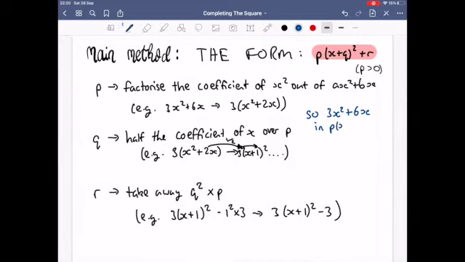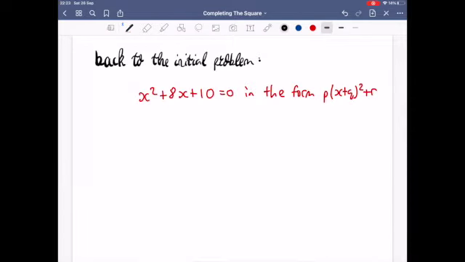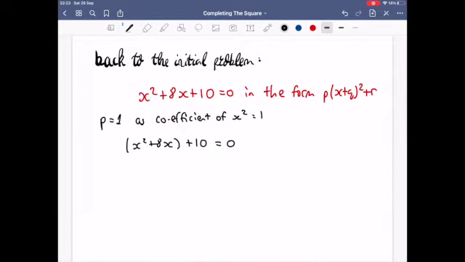So 3x squared plus 6x in the form of completing the square would be 3(x plus 1) squared minus 3. So back to the example, we have x squared plus 8x plus 10 equals 0. So p would equal 1, as the coefficient of x squared is 1. So we'd write that down, x squared plus 8x plus 10 equals 0.